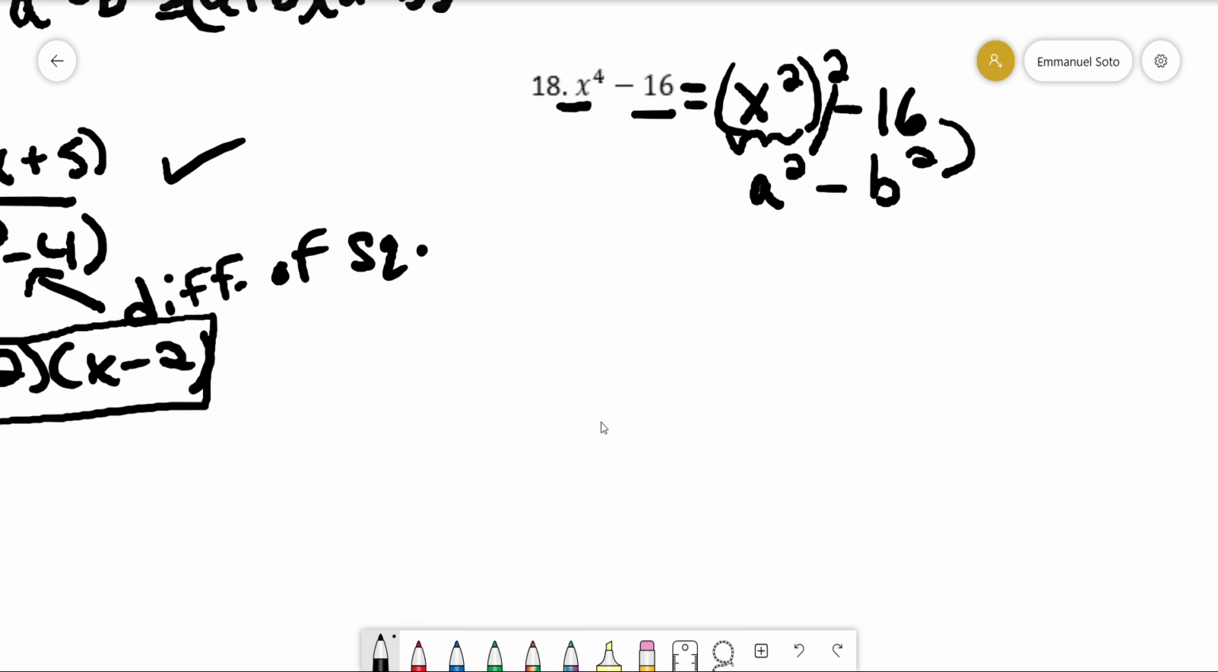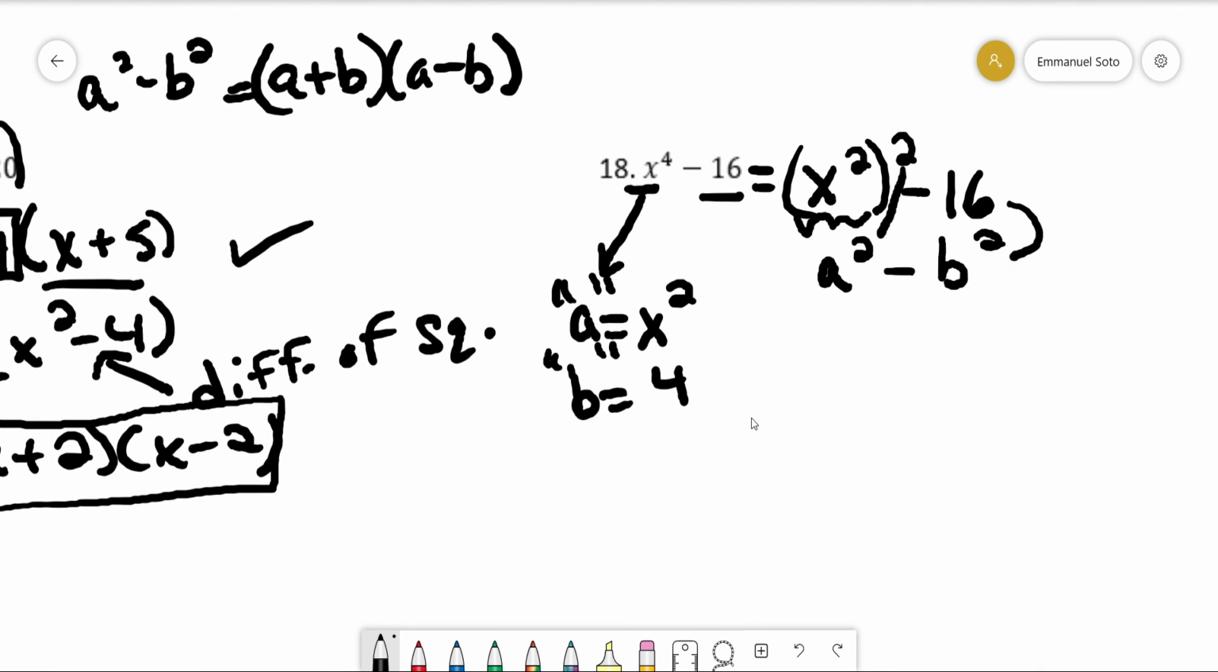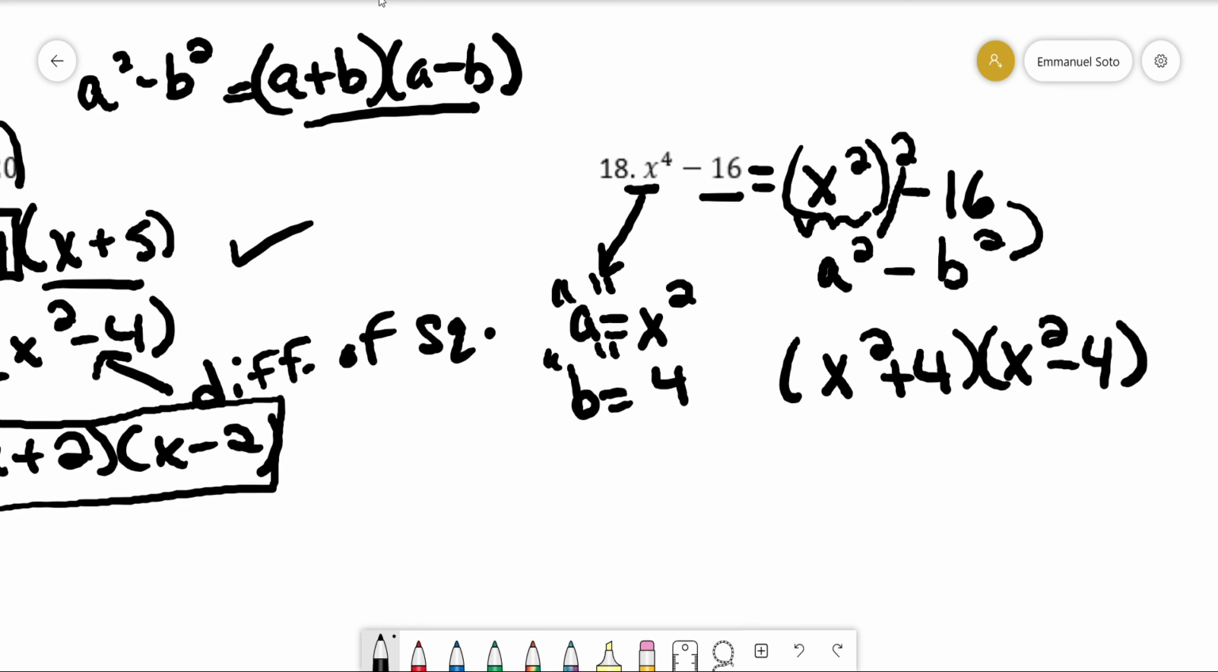Now a squared is going to be equal to x squared. Or I'm sorry, a is going to be equal to x squared. So in this example, a equals x squared. And in this example, b is equal to 4, because 4 times 4 is 16. So we're going to use the difference of squares formula right here. So we have a plus b, a minus b.